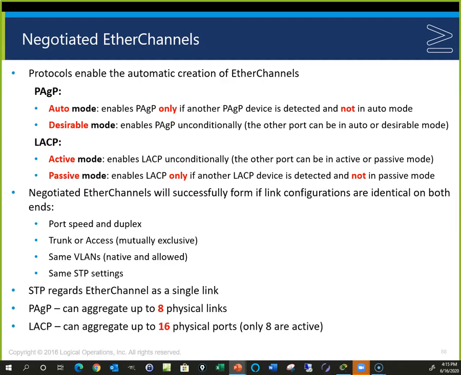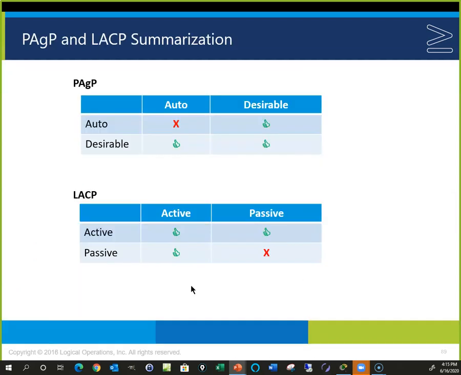PAgP aggregates up to 8 physical links. LACP can aggregate up to 16 ports, but only 8 of them are used at a time, which means that in the situation that we just had, if we had 16 of them configured and 8 of them are active, and one of the active ones goes down, it will be automatically replaced with one of the already configured interfaces. So will they or won't they form a channel group?